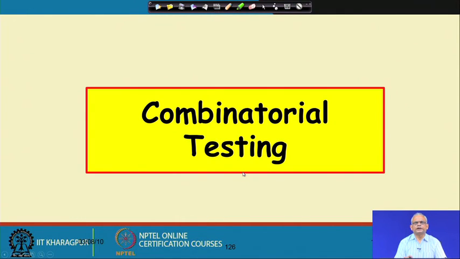Now, let us look at combinatorial testing. We will see that if the number of parameters to a function is large and it uses many global variables and so on, the number of test cases required for equivalence class testing and boundary values testing can be large, and we will see how to handle that problem. And let us look at combinatorial testing.